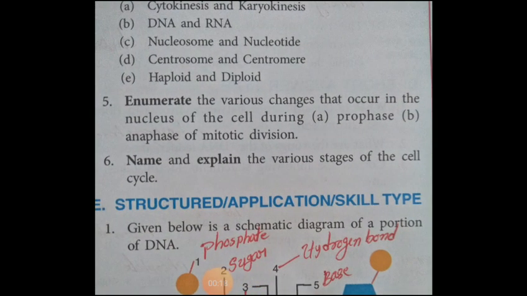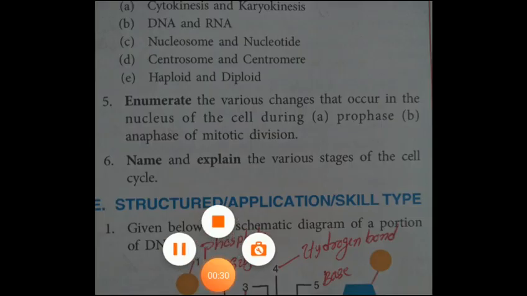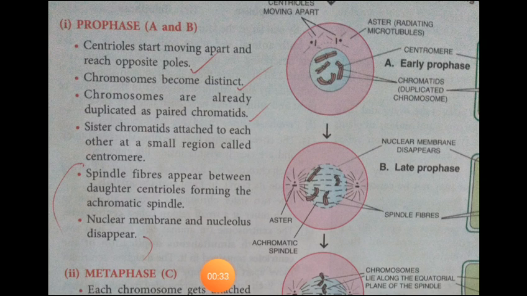Question number 5. Enumerate the various changes that occur in the nucleus of the cell during prophase and anaphase of mitotic division. Let's first discuss what changes occur during prophase first and second, that means early prophase and late prophase.